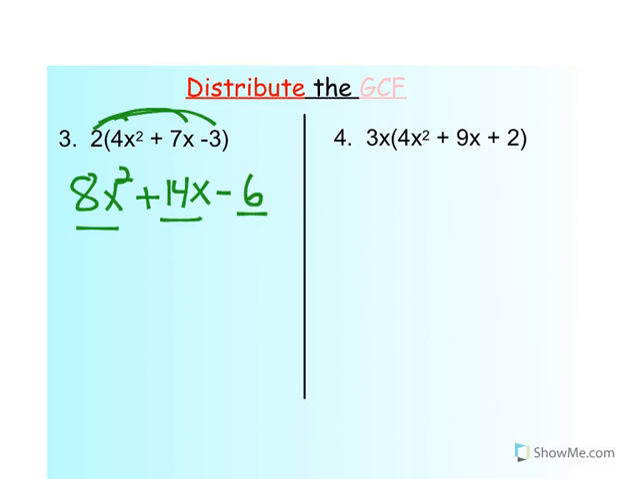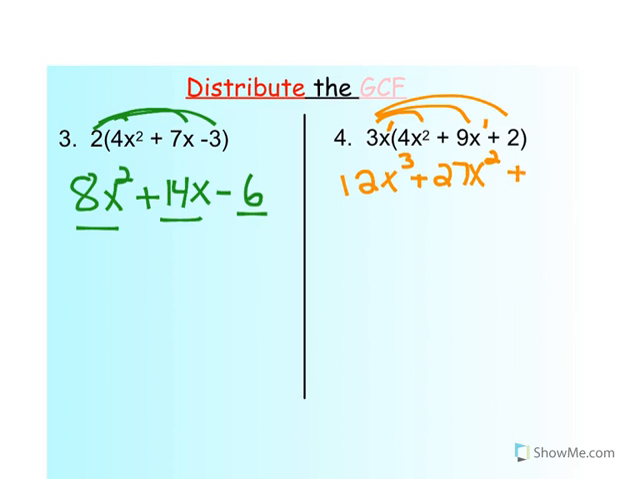Let's look at the next one. We have 3x being distributed. Remember, you're going to multiply coefficient times coefficient and get 12. And then you're going to add exponents of like letters. So that would be x to the third power. 3x times 9x is 27x to the second power, because don't forget you have the 1 and the 1 when you add your exponents.